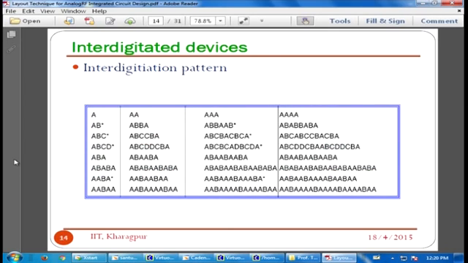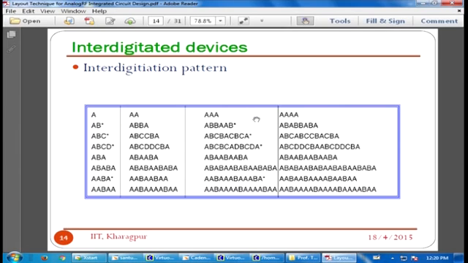And these are some general rules on how to integrate devices. Suppose one transistor is A, or two transistors are there. So you can make AA or ABBA, ABCCA like that. Okay. This is two transistors.